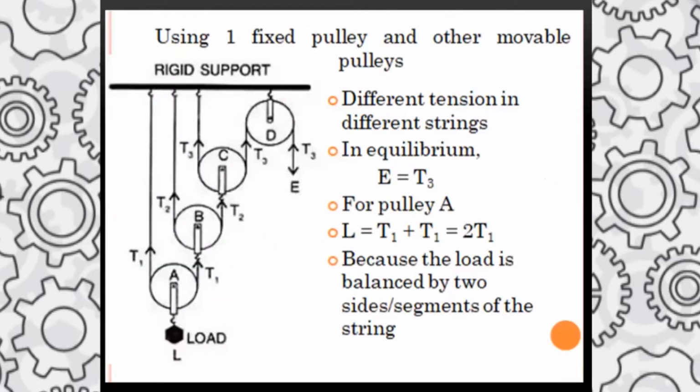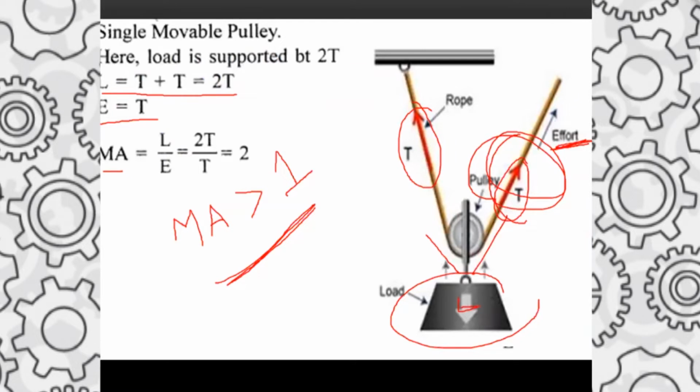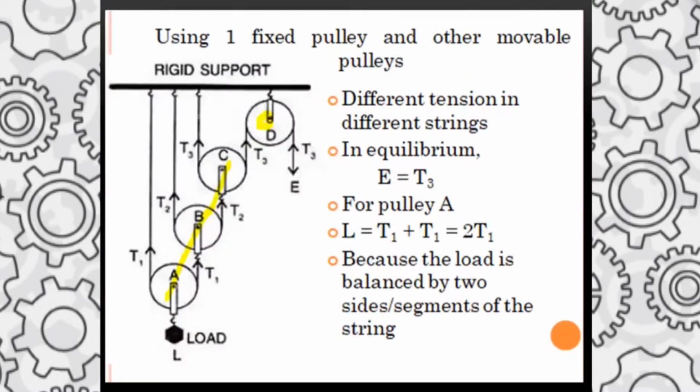Now here you have one fixed pulley and many movable pulleys. Here is our fixed pulley and these are all movable pulleys. How do we calculate mechanical advantage, velocity ratio and efficiency when it comes to a combination of pulleys? If you go back, how did we calculate the load? The load is nothing but the sum of all the tensions. Similarly, we are going to do the same here. I want to find the value of the load. How will I find the load?